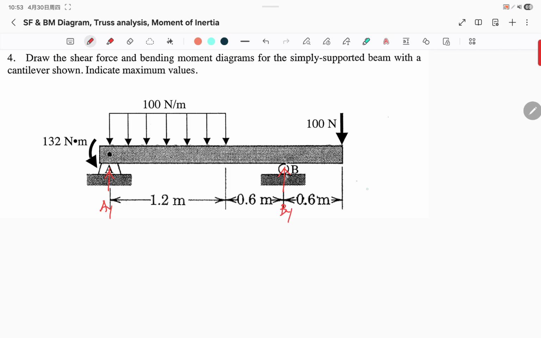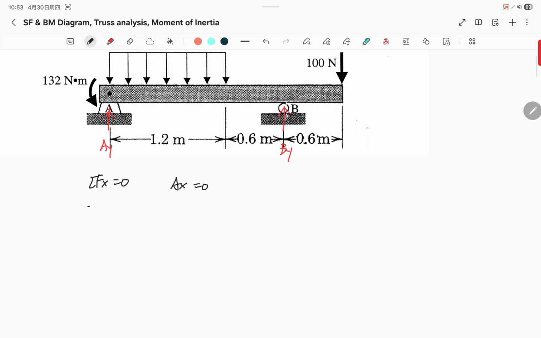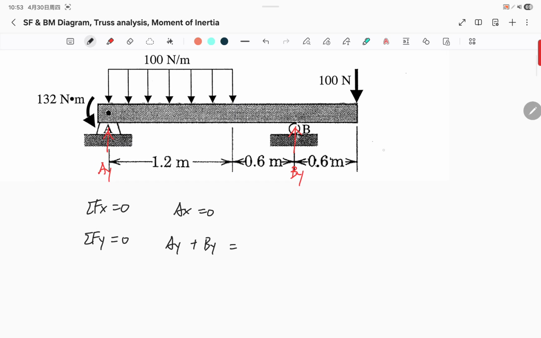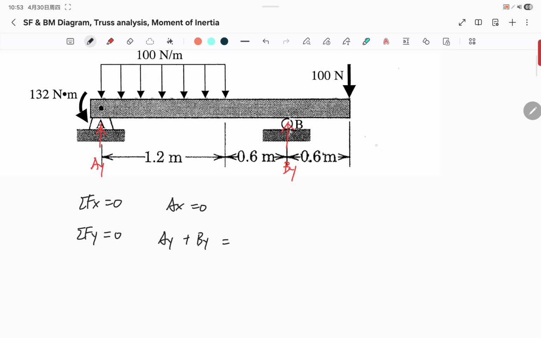Gonna label them. And then we're gonna write sum of force in X to be 0. So AX is 0. Sum of force in Y is 0. We have AY plus BY is equal to the 100 Newton here in the end, plus the distributed force.